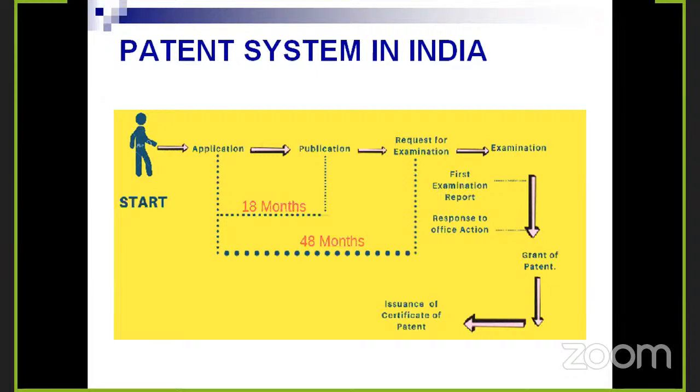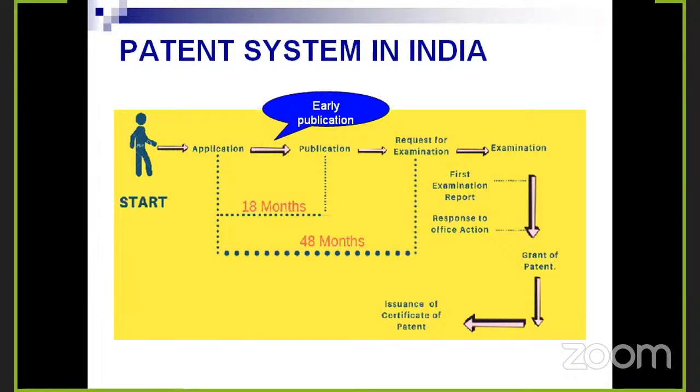Now, if somebody wants their patents to be published early, you can do that. You can file what is called a request for early publication, and there is a certain fee that you need to pay to the patent office. And by doing so, your application can be published within 1 or 2 months of requesting for it.